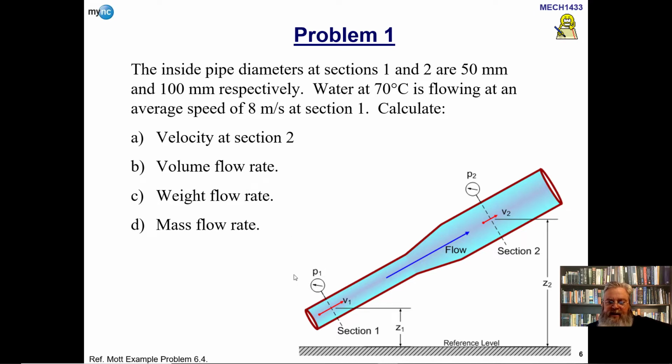Okay, so that's the setup. We don't know what's going on at section 2 just yet. We want to calculate a few things about this. We want to know the velocity at section 2, and we want to know the volume flow rate and the weight flow rate and the mass flow rate.